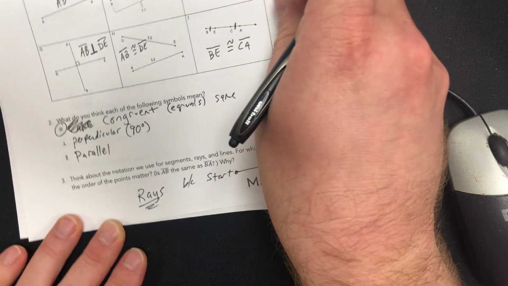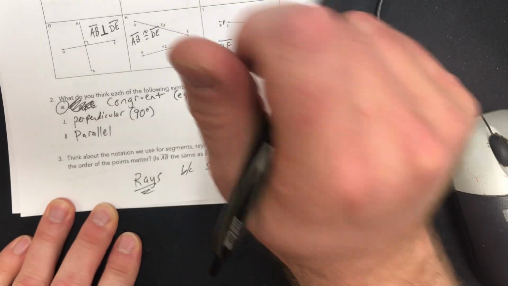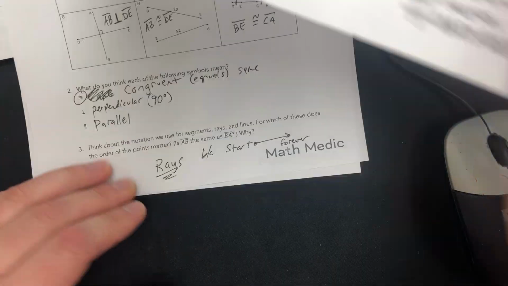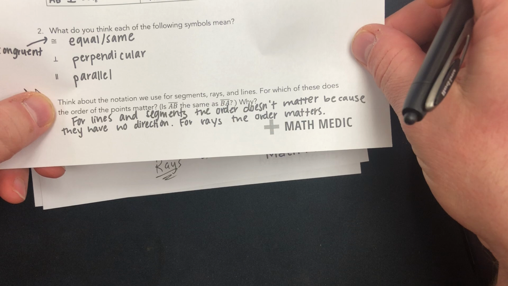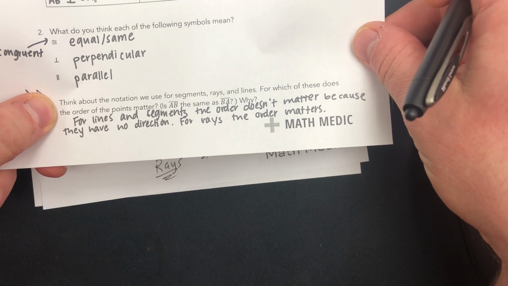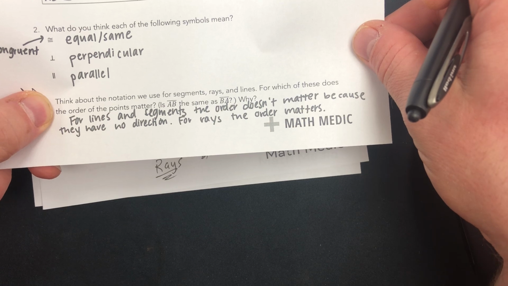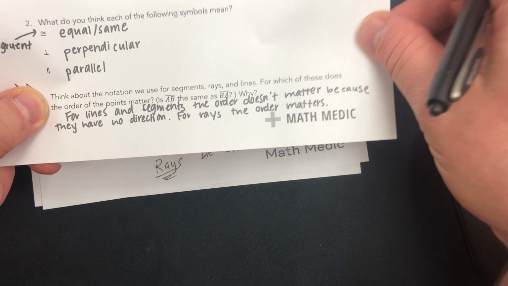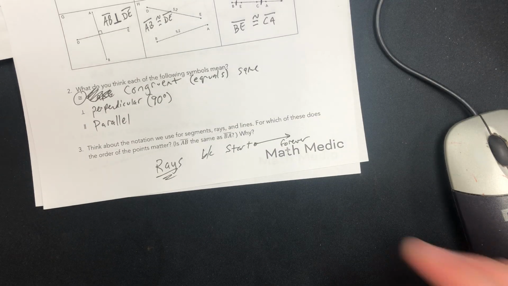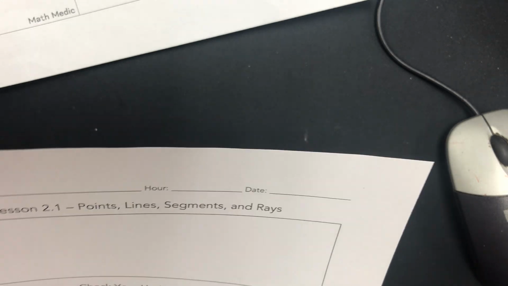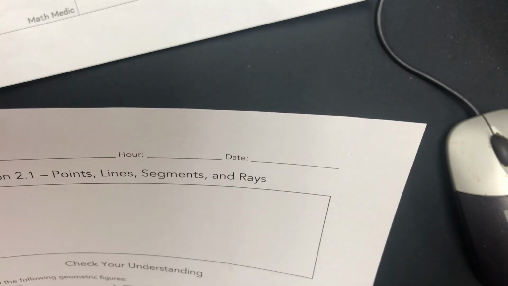So if you want to write a sentence to go with that, the way that our notes talk about it: for lines and segments, the order doesn't matter because they have no direction. For rays, the order matters. So pause the video and write that down if that's something that you want. And nothing fell on the floor. Everything's fine.